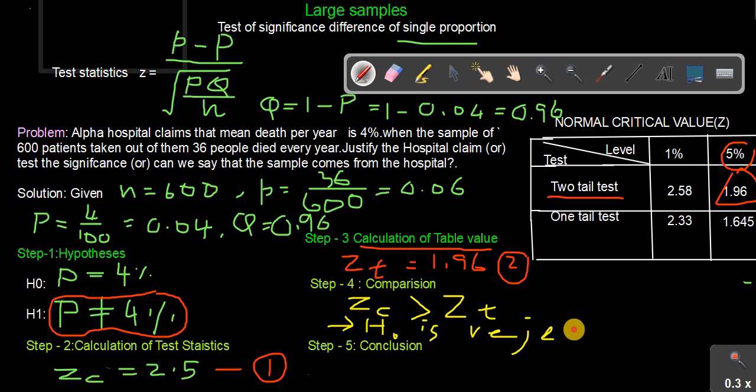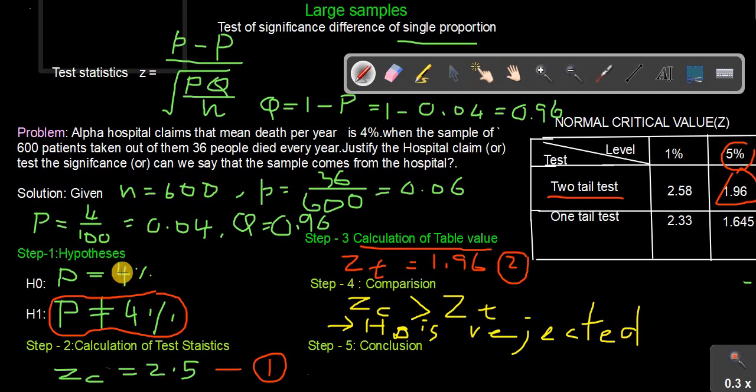Rejected. H0 is rejected. Why? I told you already that if the calculated value of Z is greater than the tabular value of Z, then we have to reject the H0. That's what I told you. This is H0. We have to reject the H0.